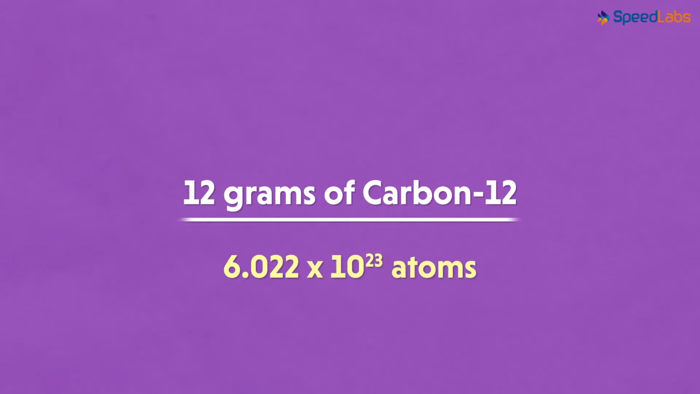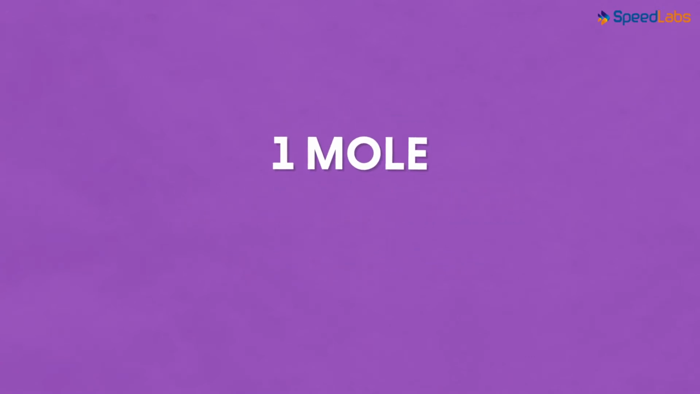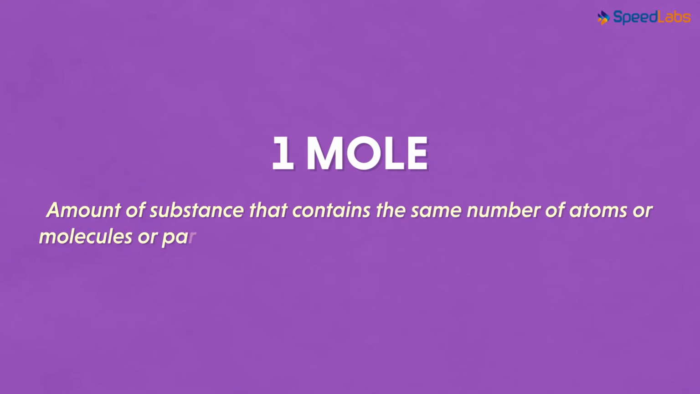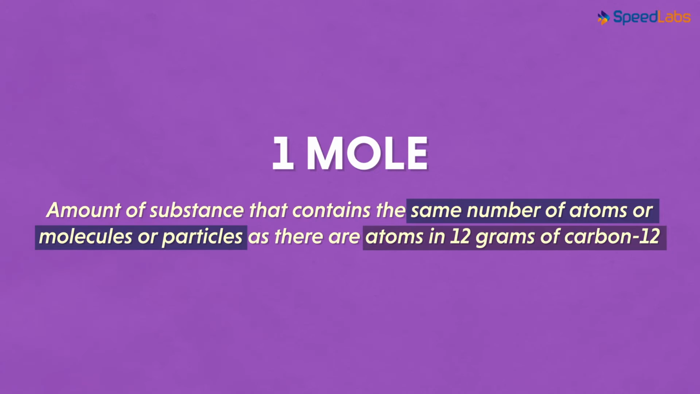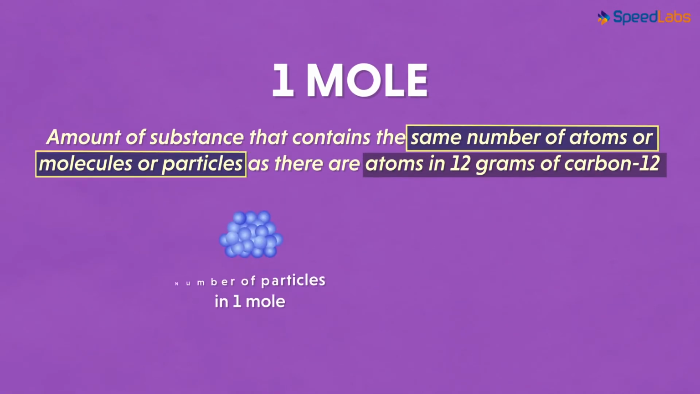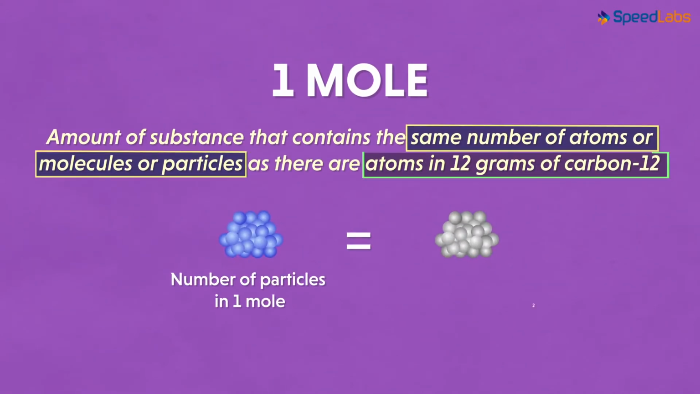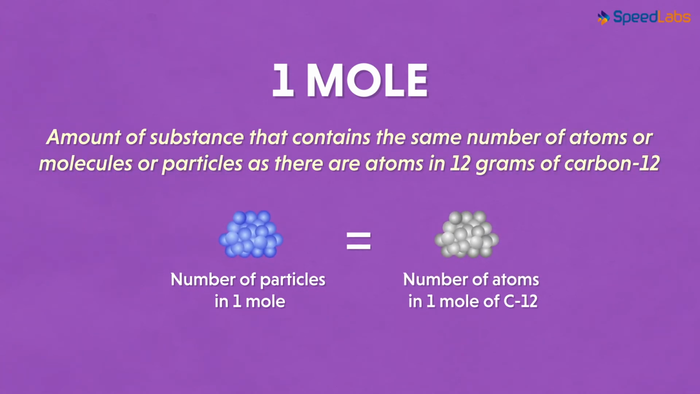Now that you've understood this, let me repeat the definition for you. 1 mole is defined as the amount of substance that contains the same number of atoms, molecules or particles as there are atoms in 12 grams of carbon-12. Did you understand the definition now? It consists of 2 simple parts actually. It tells us that this part is equal to this part. The number of particles in 1 mole of a substance is equal to the number of atoms in 12 grams of carbon-12. That's it. That's all the definition tells us.